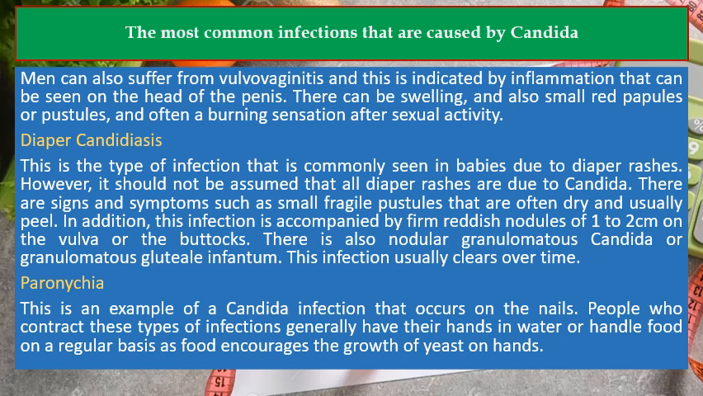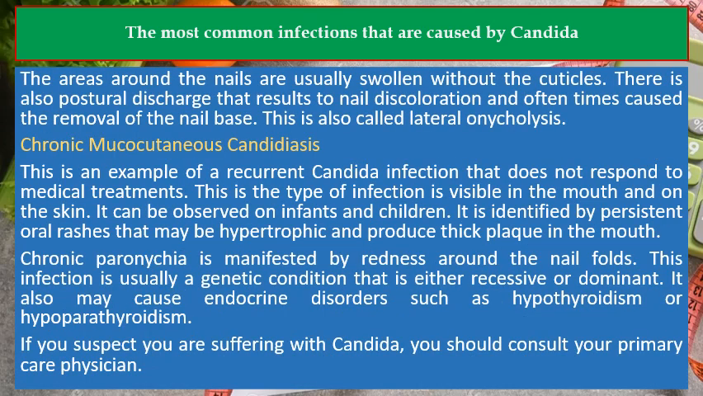Paronychia. This is an example of a Candida infection that occurs on the nails. People who contract these types of infections generally have their hands in water or handle food on a regular basis, as food encourages the growth of yeast on hands. The areas around the nails are usually swollen without the cuticles. There is also purulent discharge that results in nail discoloration and oftentimes causes the removal of the nail base. This is also called lateral onycholysis.